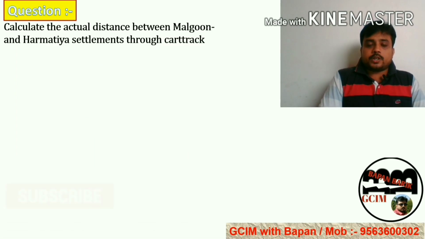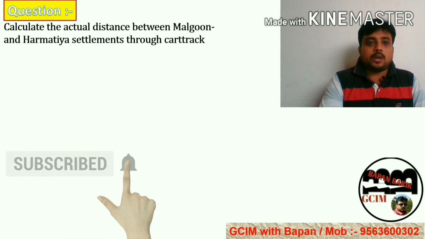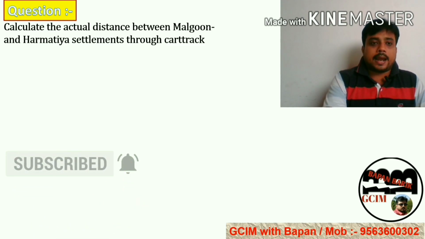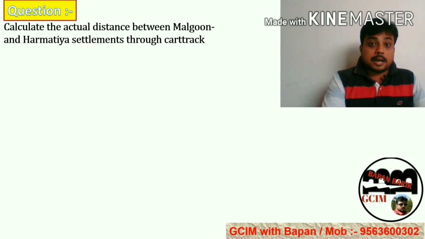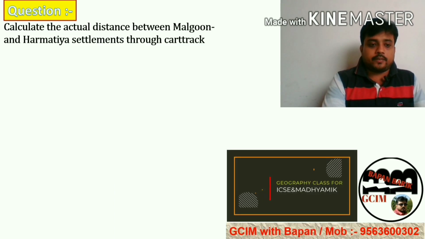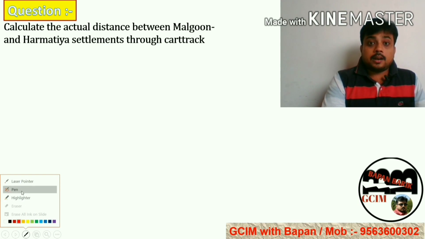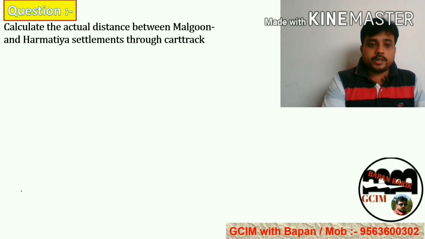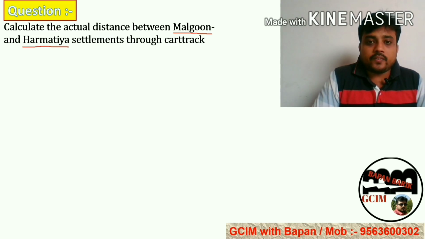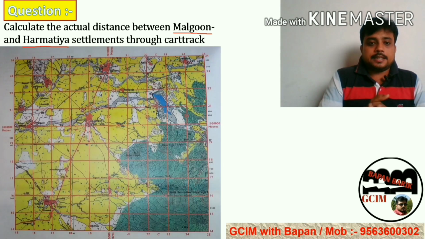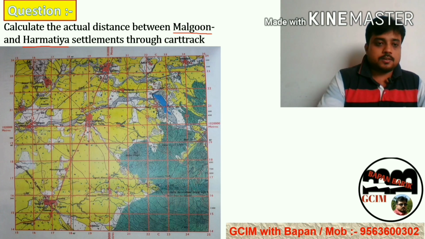Viewers, you can see one question on your screen. The question is: calculate the actual distance between Malgaon and Harmatia settlements through cart track. So here the two features are given. One is Malgaon settlement, another is Harmatia settlement, and we have to find out the actual distance between Malgaon and Harmatia. First of all, I will identify both of the features from the topo sheet. This is the map. From this map, we have to identify the features first. So let's see.